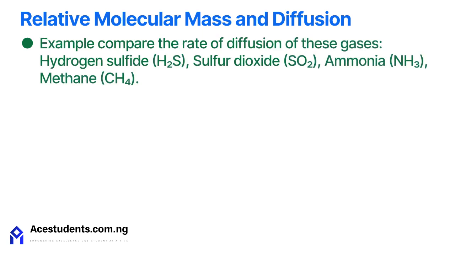Let's look at an example to compare the rate of diffusion of some gases. To determine which gas diffuses faster, we must calculate their relative molecular masses. Let's work with these four gases: hydrogen sulfide, sulfur dioxide, ammonia, and methane.